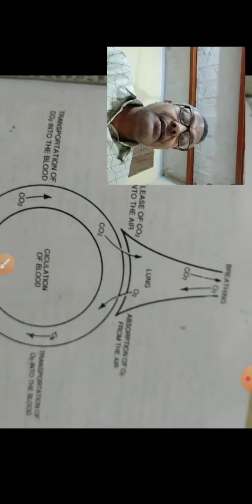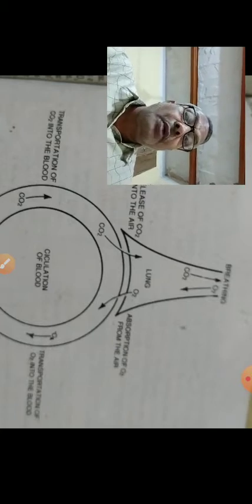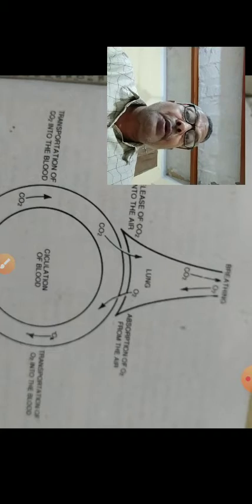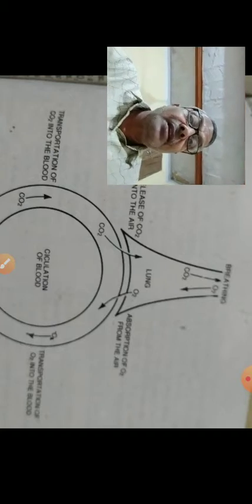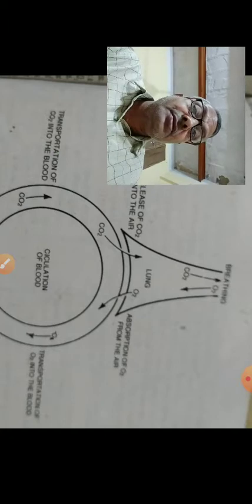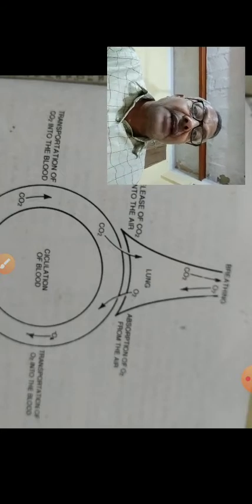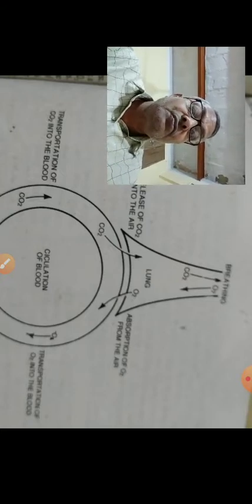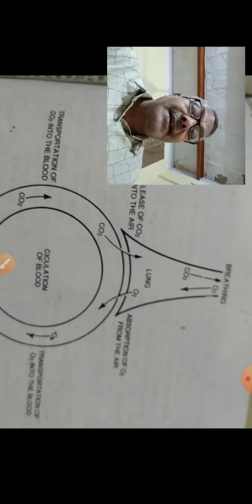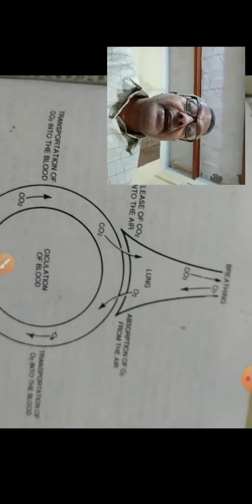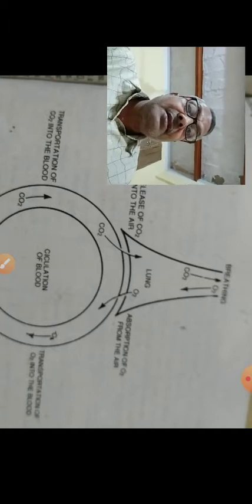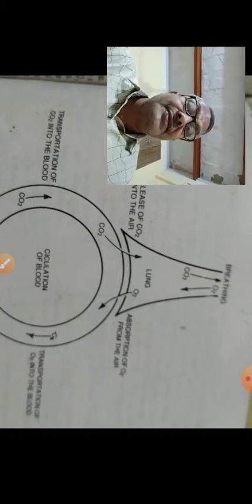carries the oxygen to the different tissues of the body, organs of the body, cells of the body, and there oxygen gas is used for oxidation of glucose and energy release. And after the oxidation of food, carbon dioxide gas is produced. That carbon dioxide again comes from the blood capillaries and diffuses into the lungs.